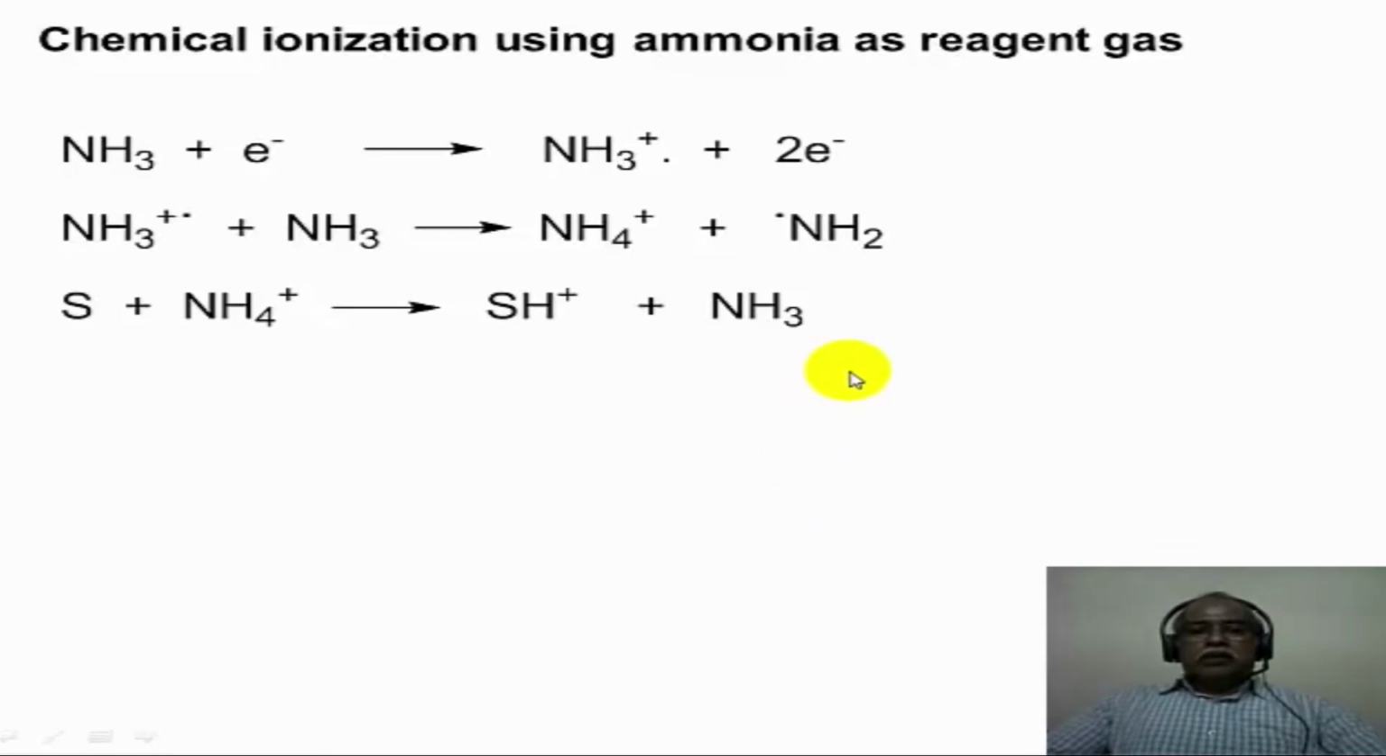When ammonia is used as a reagent gas, the following reaction takes place in the mass spectrometer. Ammonia gets ionized to the ammonia cation radical. The ammonia cation radical reacts with another molecule of ammonia in the gas phase to produce an ammonium ion. The ammonium ion can either transfer a proton to the substrate, producing the protonated substrate, or an adduct can be formed between the ammonium ion and the substrate, producing a mass which is 18 units more than the substrate mass because of the adduct formation. We will see some examples of the chemical ionization mass spectrum recorded using ammonia as a reagent gas soon.